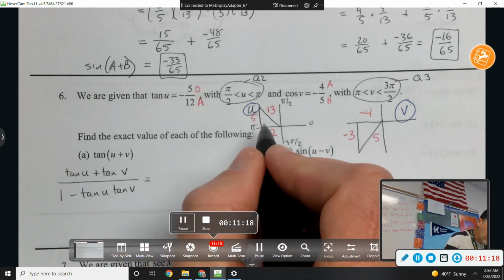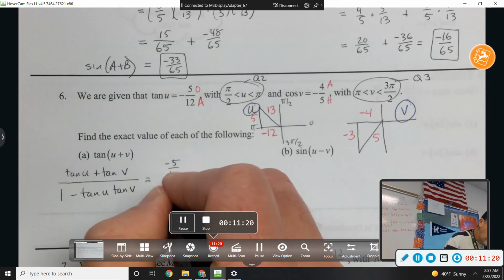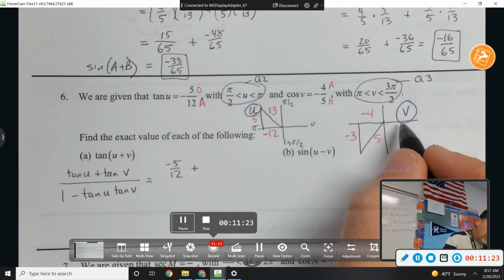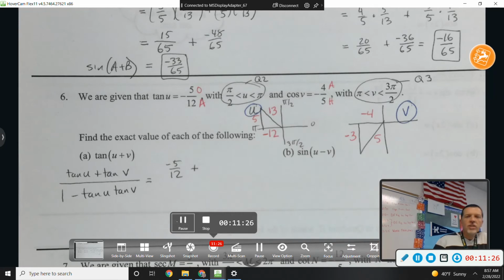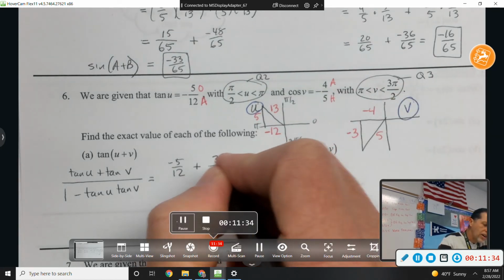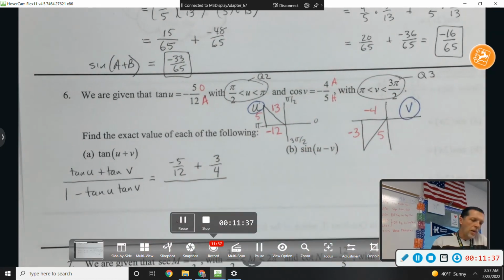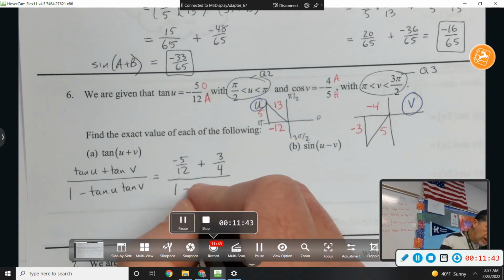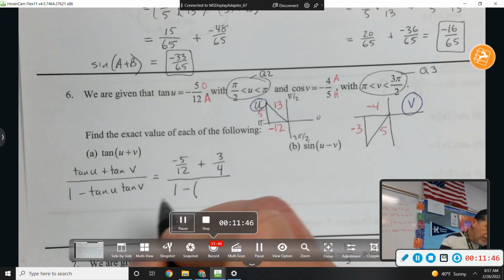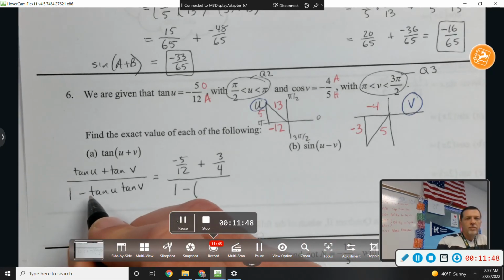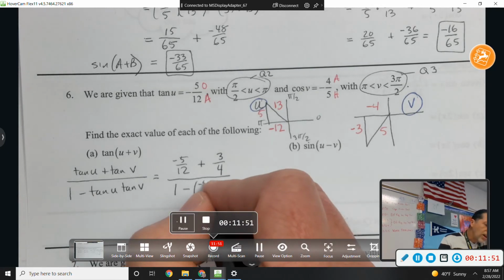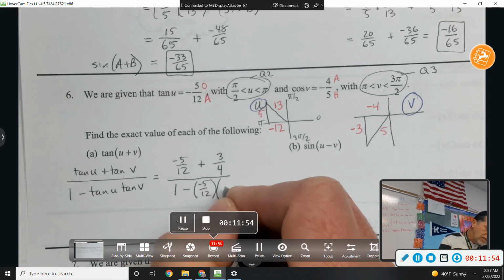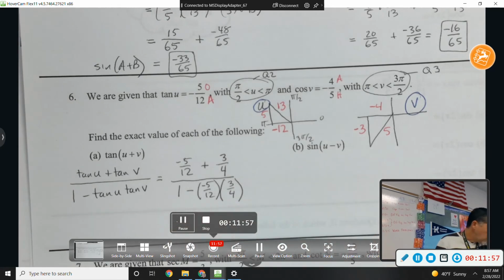All right, tangent of U, opposite over adjacent. So negative 5/12. Tangent of V. What's the tangent of V going to be? 3/4. Let's do the getting rid of the negatives on the fly here. Make it a little bit simpler. Opposite over adjacent. Negative 3 over negative 4 is 3/4. 1 minus. Okay, careful with the signs. 1 minus is part of the formula. Tangent of U is negative 5/12. Tangent of V is 3/4.